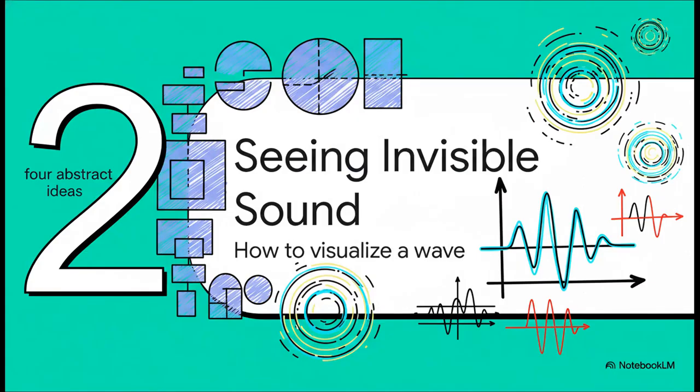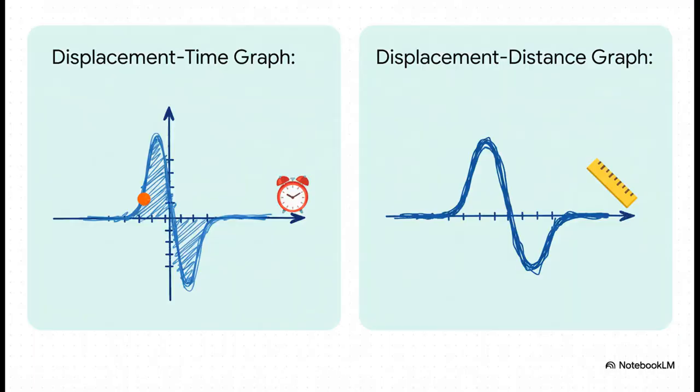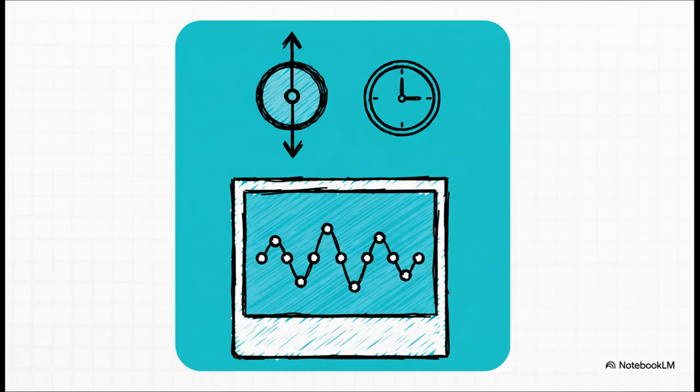Okay, so now we have these 4 abstract concepts, but how in the world do they help us see an invisible sound wave? This is where we need a visual tool, and for scientists, that tool is a simple graph. Now, scientists mainly use 2 kinds of graphs to do this: a displacement-time graph and a displacement-distance graph. Yeah, they sound almost the same, but trust me, they show us 2 completely different but equally important pictures of the wave.